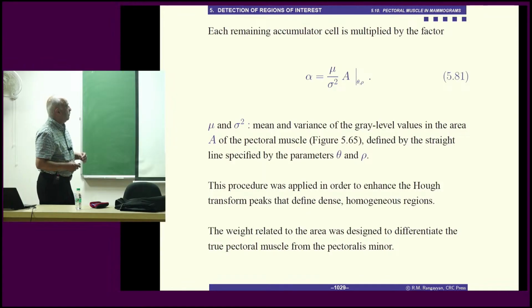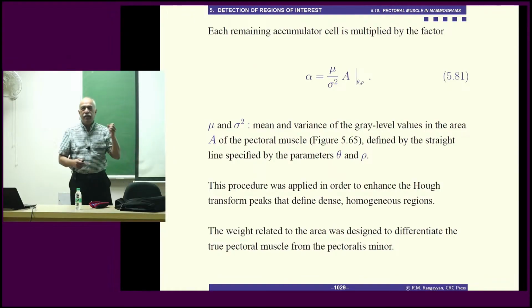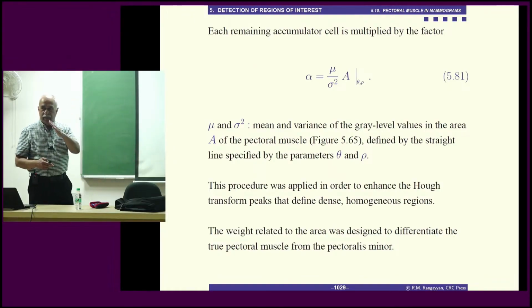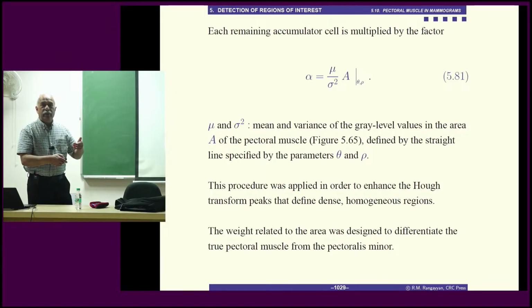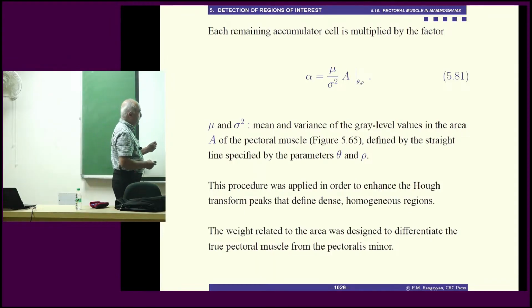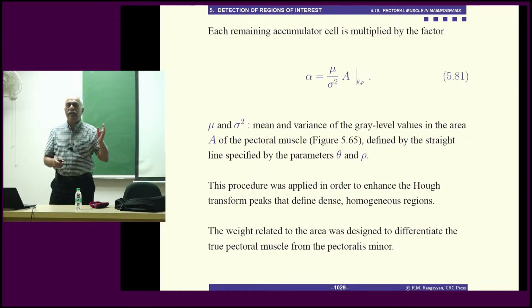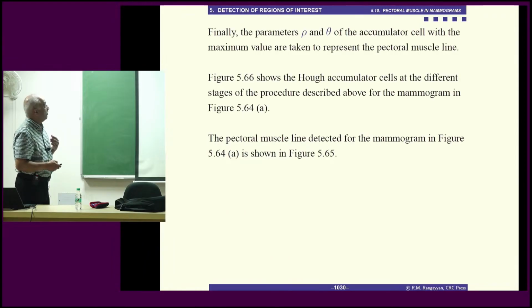The procedure will enhance the Hough transform peaks that define dense and homogeneous regions. If the line comes too much into the breast, then there will be more variance. This will increase, so the weight will decrease. If the density is not high, if breast tissue is included, this density becomes low, then that weight will be reduced. So if the correct line is found, mu should be maximum and sigma square should be minimum. This weighting helps in distinguishing between various lines that could be detected in the Hough transform and choosing the correct one corresponding to the pectoral muscle. I'll show examples soon.